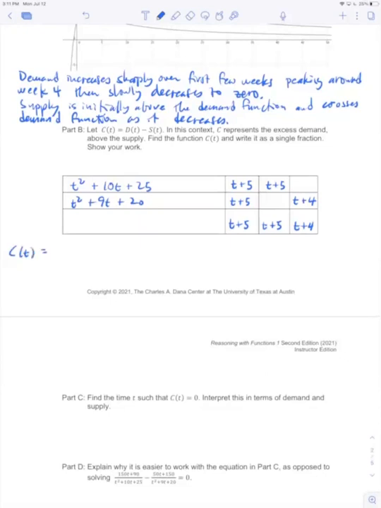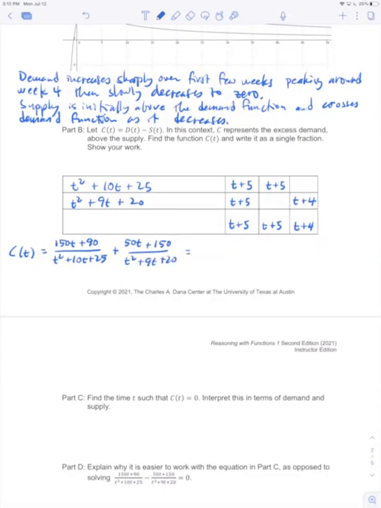And the first fraction is 150t plus 90 over t squared plus 10t plus 25. Then our second fraction, which was 50t plus 150, over the second denominator, which is t squared plus 9t plus 20.